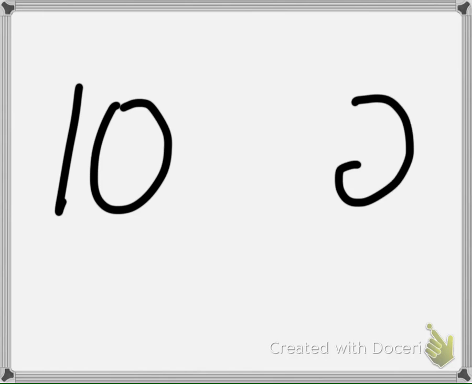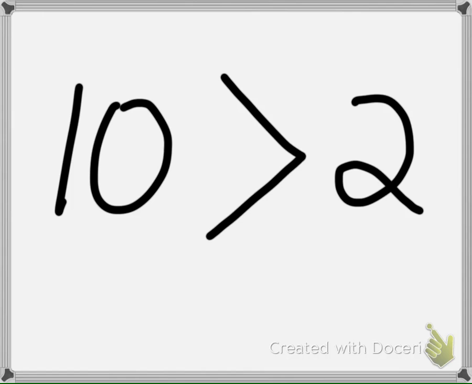Let's do the number 10 and the number 2. Which number is the alligator mouth going to eat this time? Think about that real quick. Okay, hopefully you had a chance to think about that. The alligator mouth is always going to eat the bigger number. So, of course, the bigger number is what, class? 10 or 2? 10. So the bigger number is 10, so the alligator mouth is going to eat the 10.